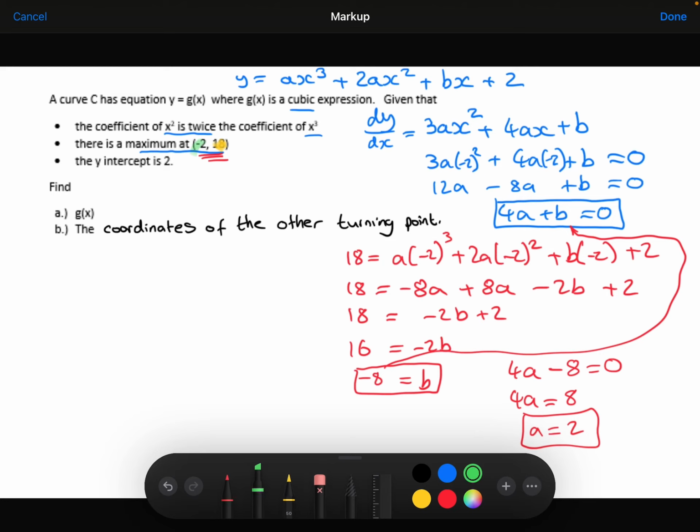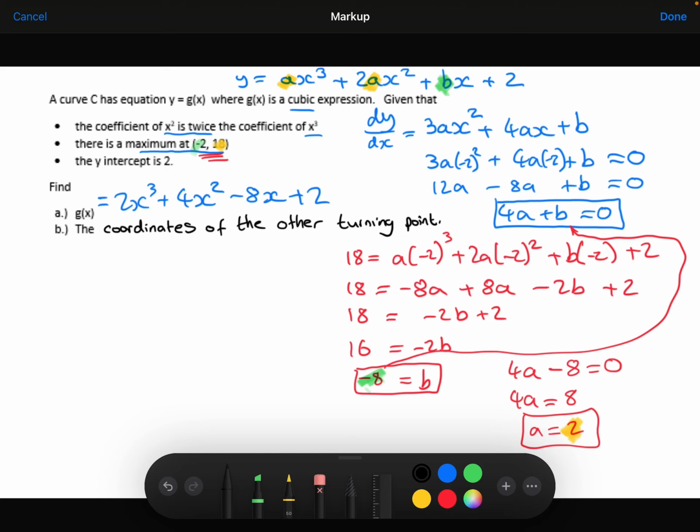So we can now substitute the a in here and here, and the b in there, and we've got our equation for g of x. So 2x cubed plus 2 times 2x squared plus minus 8 times x plus 2. That's our g of x. Part B says to find the coordinates of the other turning point.